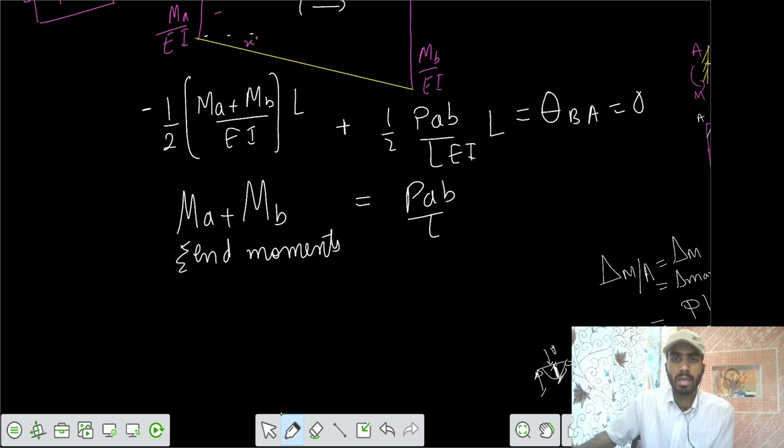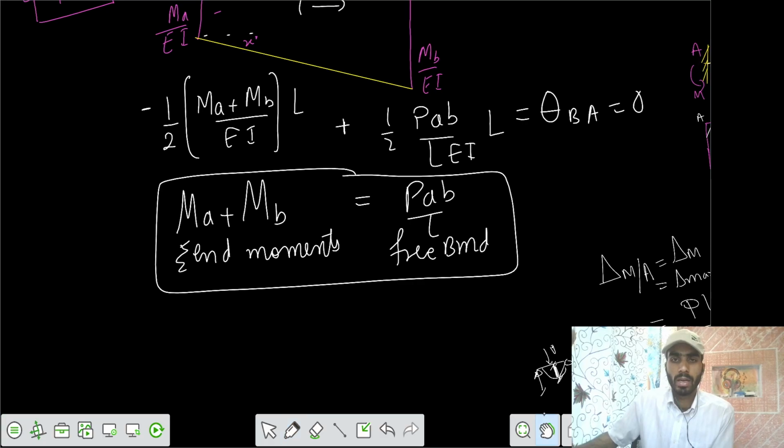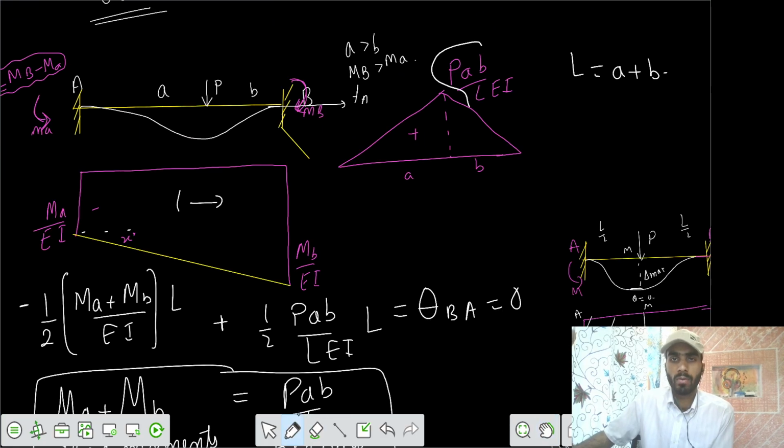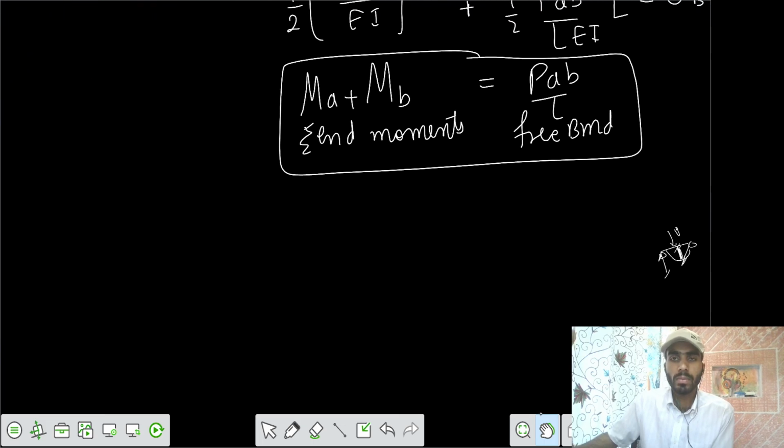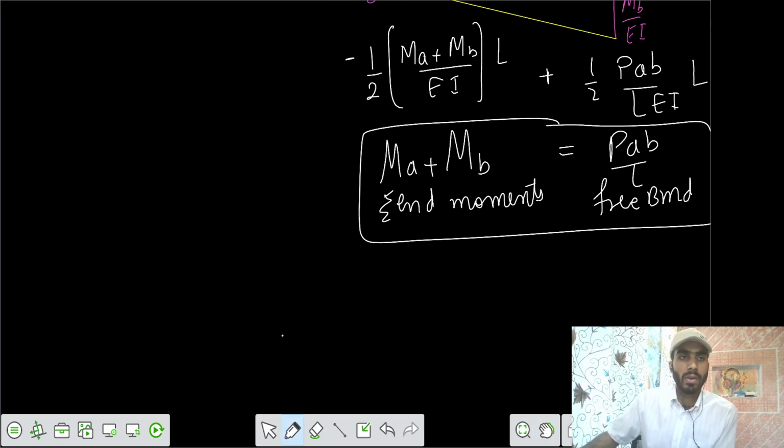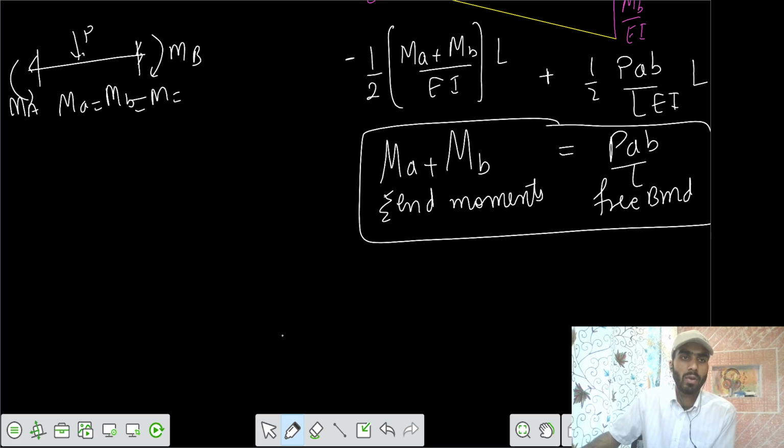PAB by L, that equals the free BMD. So if you see here, we have a free BMD value of PAB by L, that equals the sum of the end moments MA plus MB. In the previous case also, the load was acting at the midspan. So here the moment developed was MA, and the moment developed here was MB. We wrote MA equals MB equals M, which we calculated to be PL by 8. But from the free BMD, we have a maximum value of PL by 4.